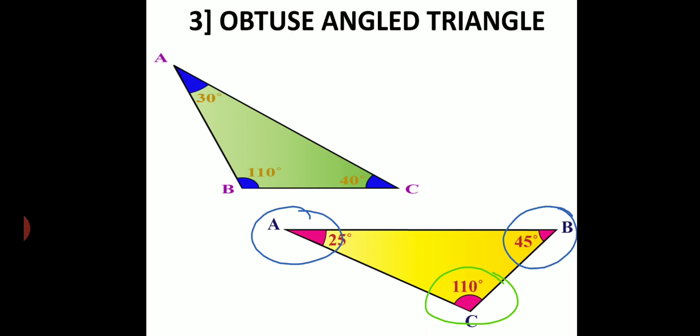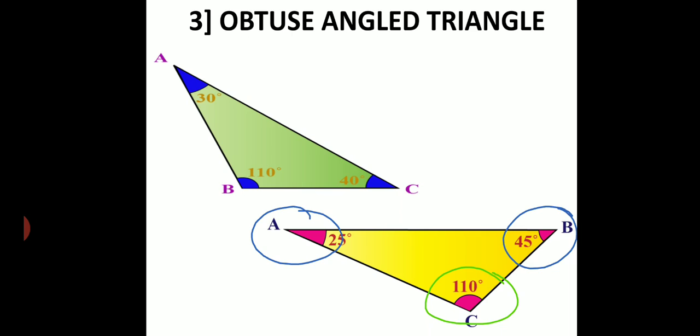Similarly, in the second example, where the naming given is triangle ABC, here again you could notice that out of the three angles, there is one angle that measures more than 90 degrees, which is angle C. Angle C measures 110 degrees, which is more than 90 degrees. And the other two angles measure 25 degrees and 45 degrees, which is less than 90 degrees.